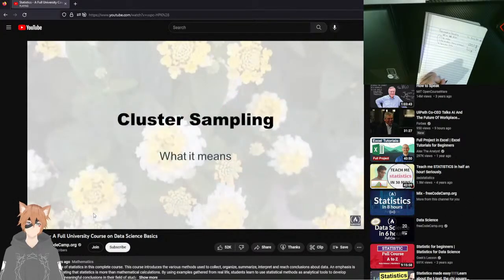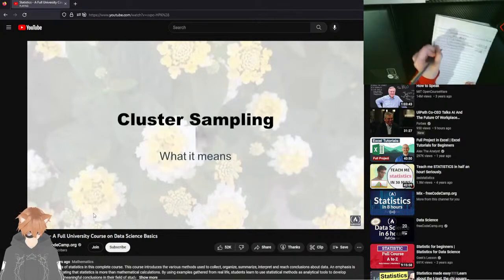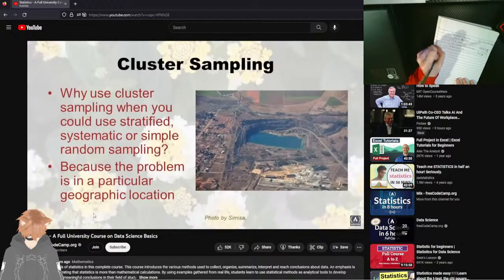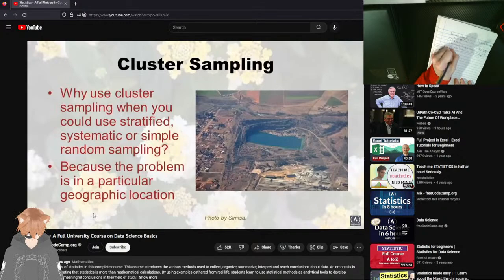Next, we're going to move on to cluster sampling. So what is up with cluster sampling? Why do we need even other kinds of sampling? I just went over so many kinds. I mean, you could use stratified, systematic, or simple random sampling. Why would you even need another kind? Well, cluster is very special.